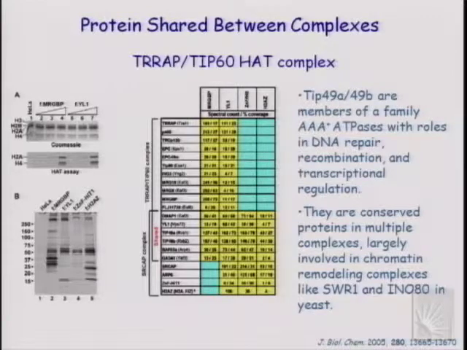So it's all centered on these two guys that are conserved between yeast and humans, this RUVBL1, RUVBL2 in yeast, TIP49A and B in humans. They are triple ATPases with roles in a wide variety of activities. They're conserved, they're in multiple complexes, and it's largely involved in chromatin remodeling in yeast, but that's not entirely the case in humans.